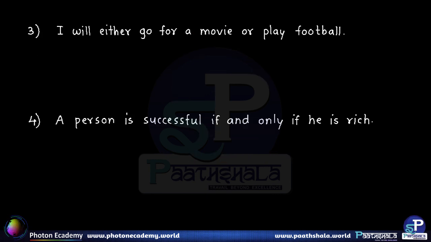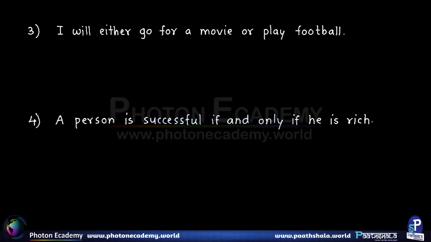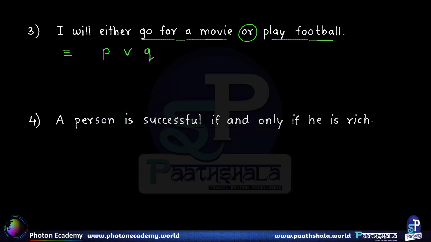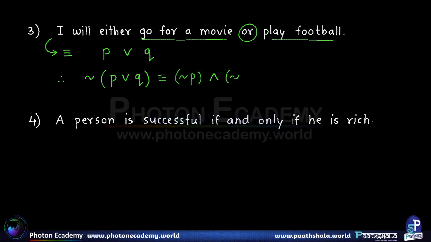Now let us see how to do the negation of some verbal statement. Suppose we are given a statement: I will either go for a movie or play football. We can immediately sense that this is a statement of the form P or Q, because of the word or, we come to know that it's a disjunction. So going for a movie stands for statement P and playing football is taken as Q. So the given statement is P or Q. What is the negation of P or Q? From De Morgan's law we know that it is negation P and negation Q.